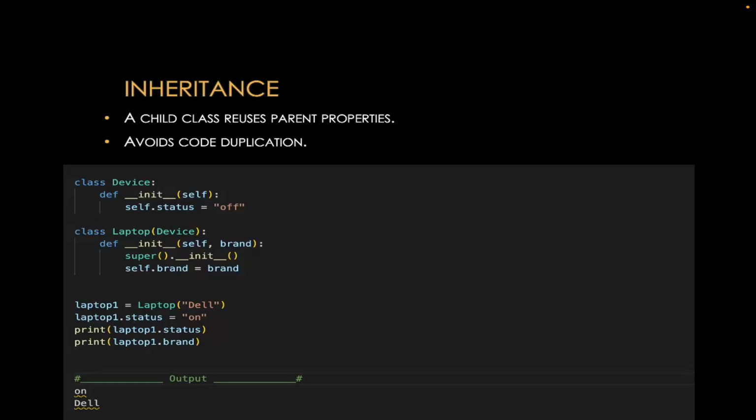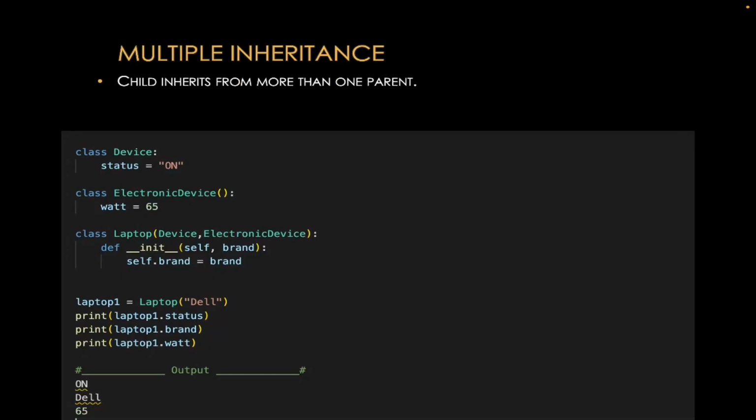When we have a relationship like A is a child of B and B is a child of C, this is multi-level inheritance. Multiple inheritance means when a class inherits more than one parent class, it is called multiple inheritance. Here we can see the laptop class. It is inheriting device and electronic device. So laptop will have properties of both device and electronic. If we create an object of laptop, we can print the variables of this class and the parent classes also.